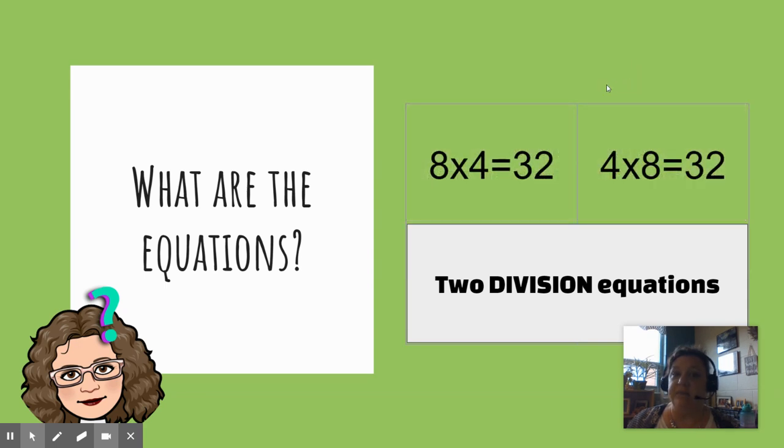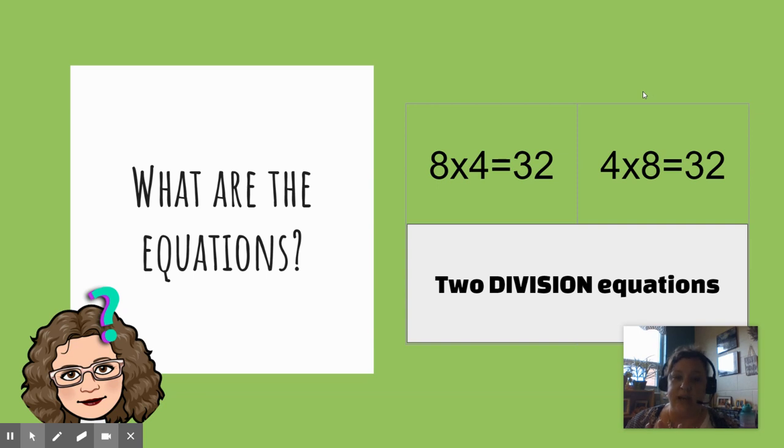So 8 times 4 equals 32. That's one of our equations. And we can reverse that. The commutative property of multiplication says we can reverse it and get the same answer. 4 times 8 equals 32. So now we've got half of it.